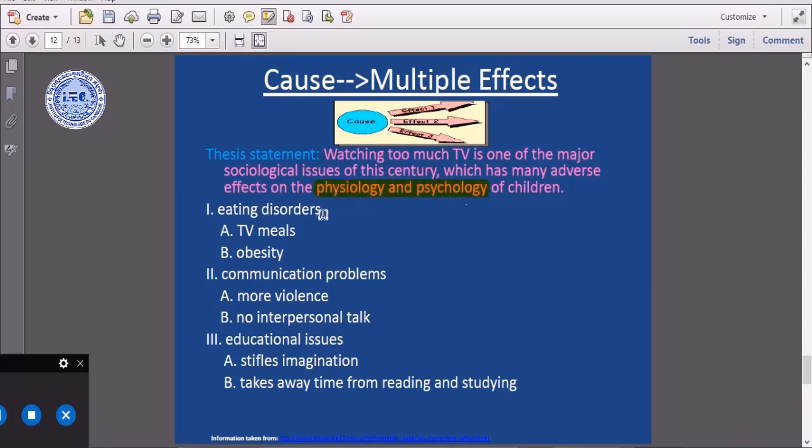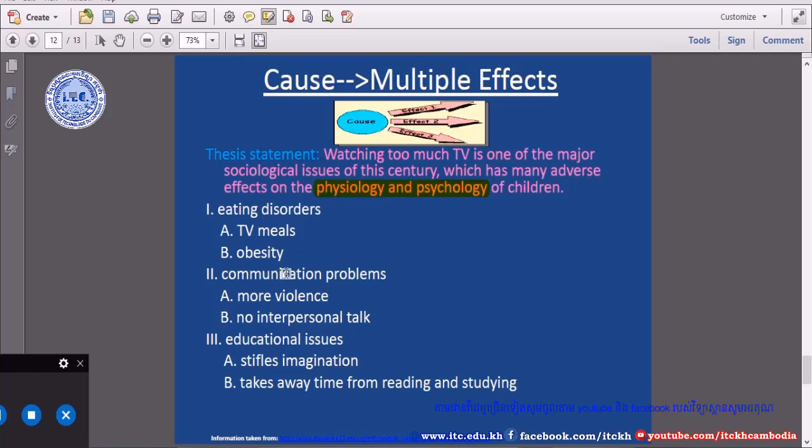That's the multiple effects. So number one, what are they? Eating disorder, we mean obesity, right? Sometimes they are watching TV and they are eating at the same time. They don't have a schedule. They don't have family eating somehow. Obesity, they eat something that is not good, fast food, for example.